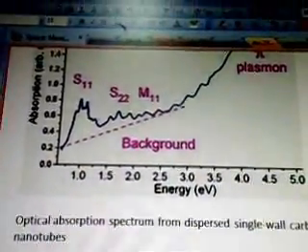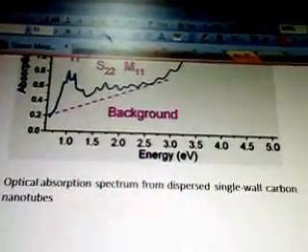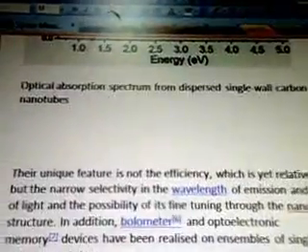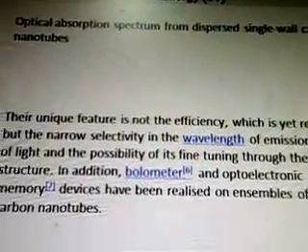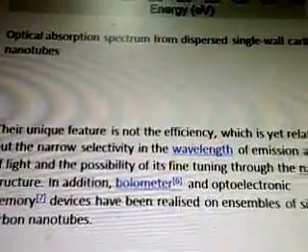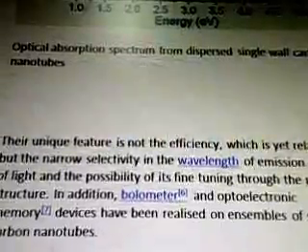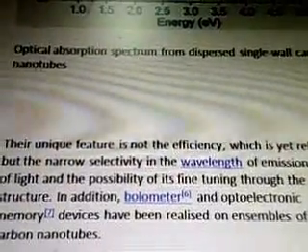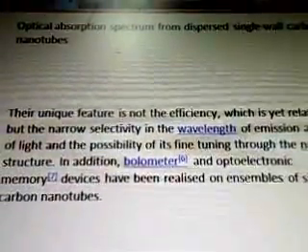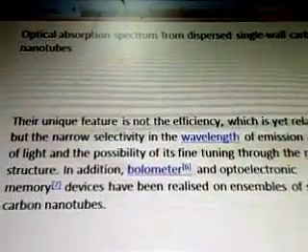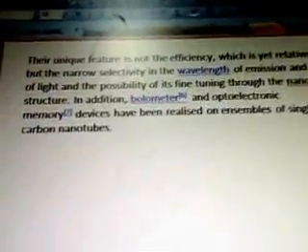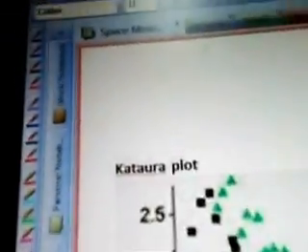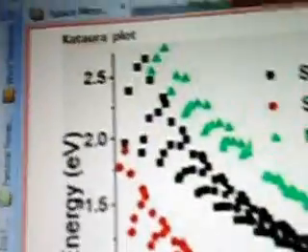for energies. Optical absorption spectrum from dispersed single wall carbon nanotubes. The unique feature is not the efficiency, which is relatively low, but the narrow selectivity and the wavelength of emission and detection of light, and the possibility of its fine-tuning through the nanotube structure. In addition, bolometer and optoelectronic memory devices have been realized on ensembles of single-walled carbon nanotubes. Then we have the Kataura plot showing the energy there.